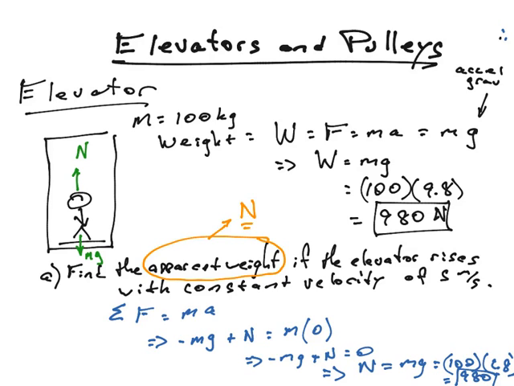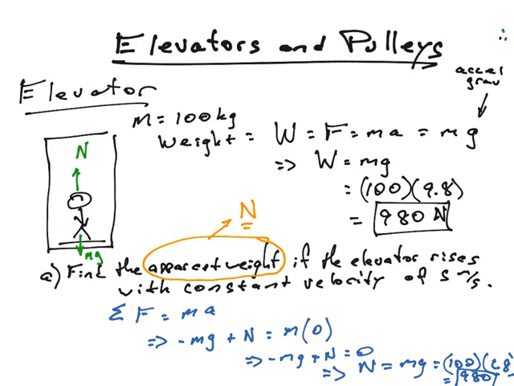When the elevator is moving at a constant velocity, whether it moves up or down doesn't matter. If it's moving at constant velocity, I'm not accelerating. If I'm not accelerating, my acceleration is 0. Solving for normal force, the normal force is equal to mg. Mg is my actual weight, the true weight of the person.